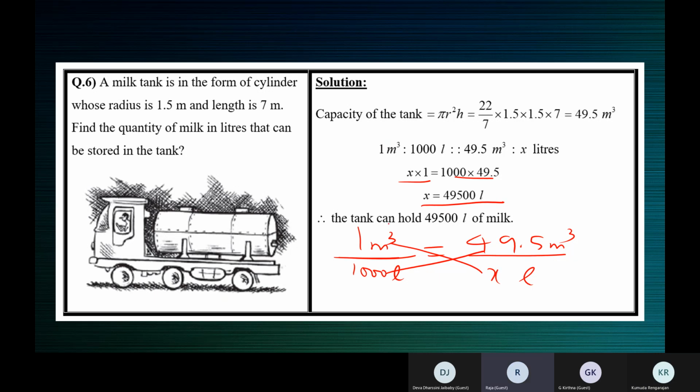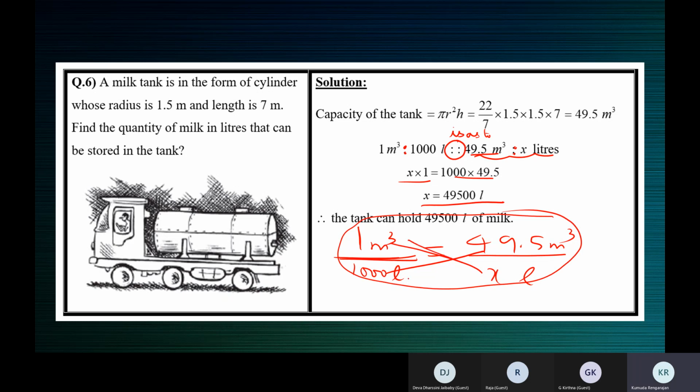Yes, ma'am. Now I can understand. Instead of 'by', it is 'is to' here. This is 'as', and this is another ratio. That's what you see. This 'is to' means division. You can do it like this also. You can also write it like this. Here cross multiply and get the answer.